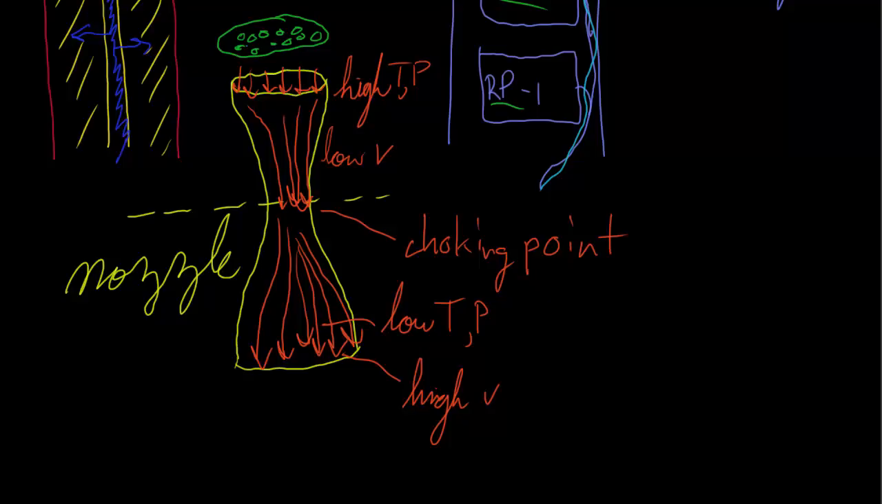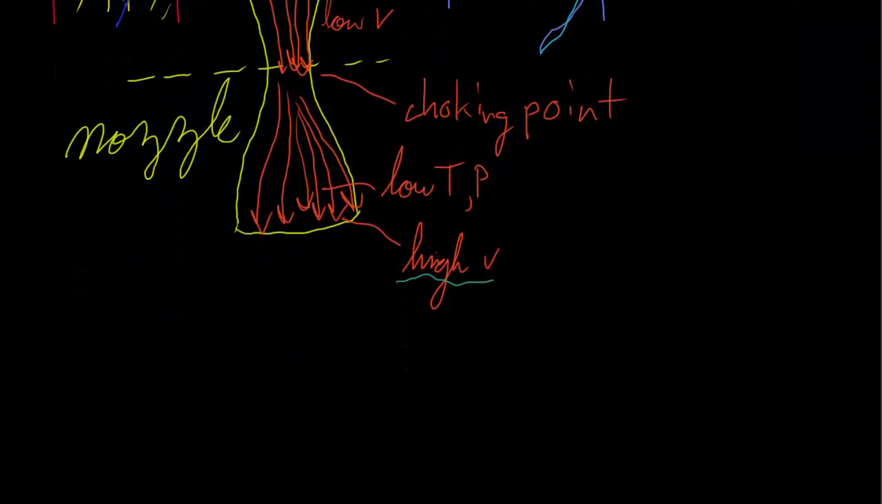But this high velocity has a special name as well. This high velocity is called our exhaust velocity, or VEX for short. The exhaust velocity just means the speed at which our propellant is being ejected from our rocket nozzle in a given amount of time. The speed of our propellant.